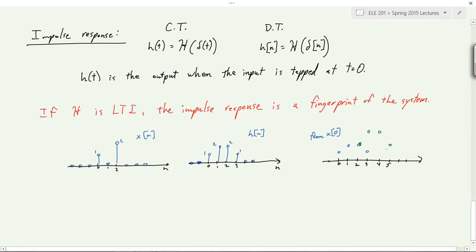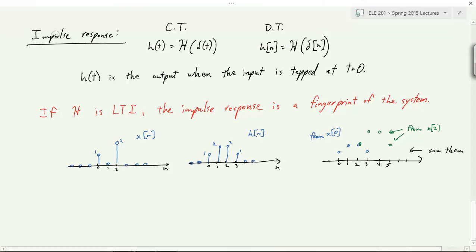And then I would need to add them up by linearity. All right? So this is from x at time 2. I get the green, right? Okay. And then lastly, I would sum them to get the entire output. So you see that just from knowing the impulse response, I have a way to figure out what happens to every input.